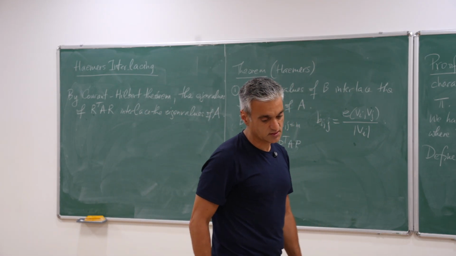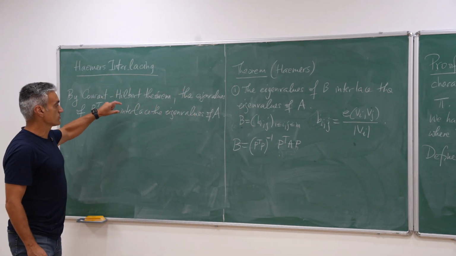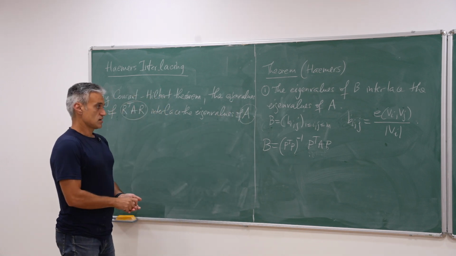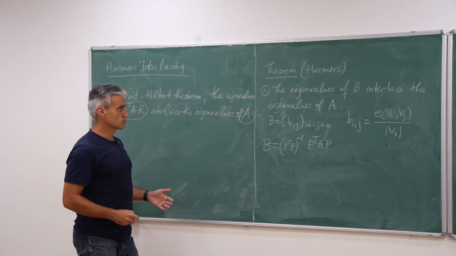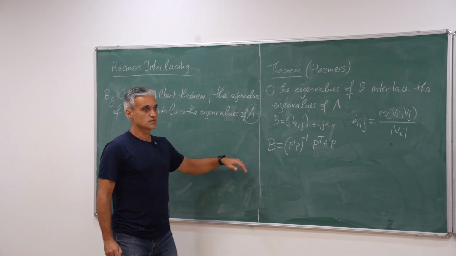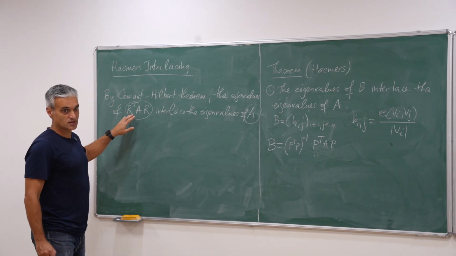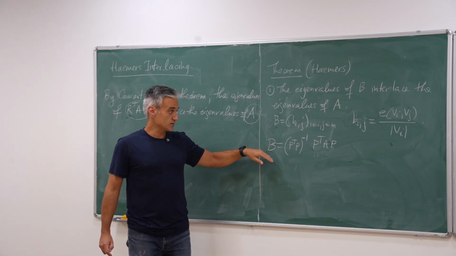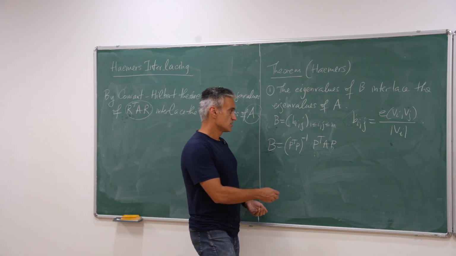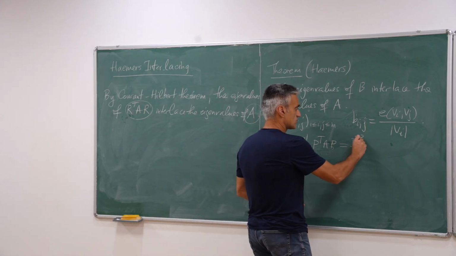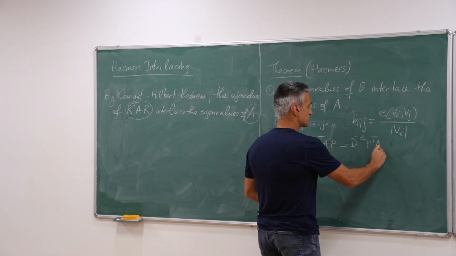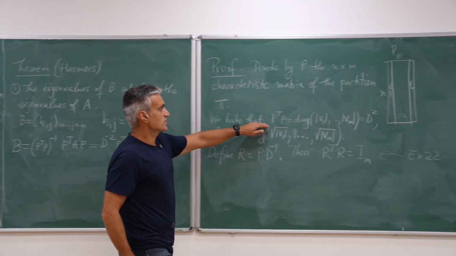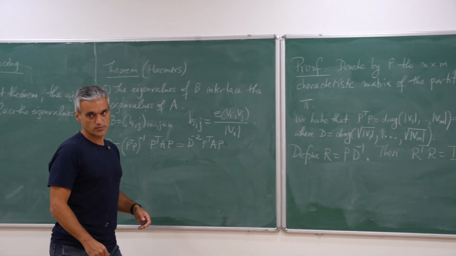Okay, so this is the key. On one hand, you have the Courant-Hilbert theorem, R transpose AR with A. Now I want to relate B to this R transpose AR. In order to do that, first I need to get my hands on B, which is this, and you can write it as D minus 2 P transpose AP. Because P transpose P is D squared, and you take the inverse, it is D to the minus 2.